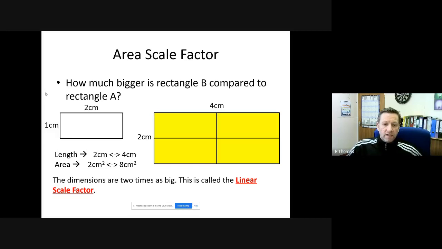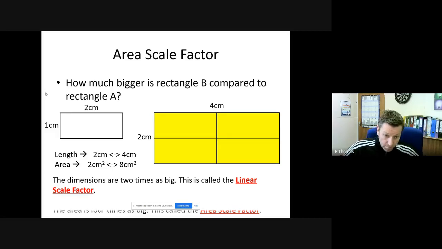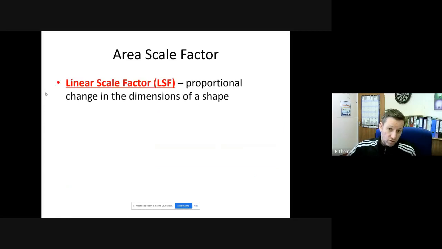Right? Now, the linear scale factor is the amount of times bigger that each side is. So in this case, I'm sure you would agree, the linear scale factor is times by 2. And the area scale factor, in this case, is times by 4, because the area is 4 times bigger. And it is no coincidence that 2 squared is 4. Okay, no coincidence at all.